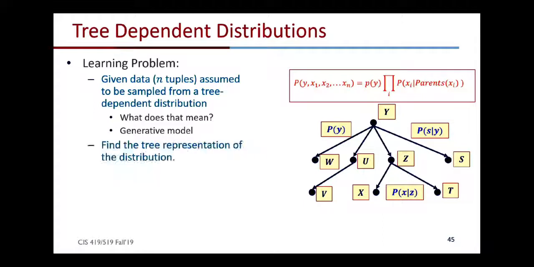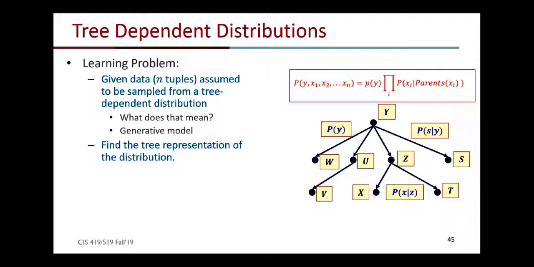So now, once we have the data, and people told us it was generated based on a tree-dependent distribution, we want to be able to find this tree-dependent distribution. And again, the question is, what does that mean, find? Because maybe for a given data, there could be many distributions that could have generated this specific data set. So what do I mean when I say find the tree representation of the distribution?